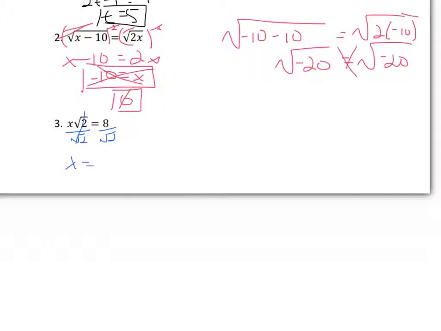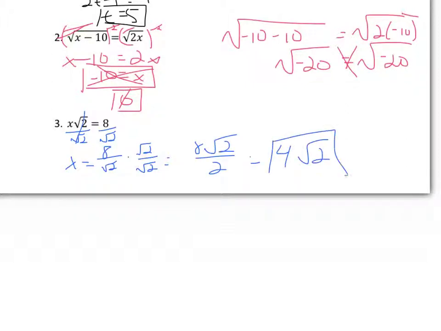We've got x equals 8 over root 2, which we need to rationalize, which we're so good at this point that it's not even an issue. 8 root 2 over 2, which is 4 root 2. Okay, that's the answer.